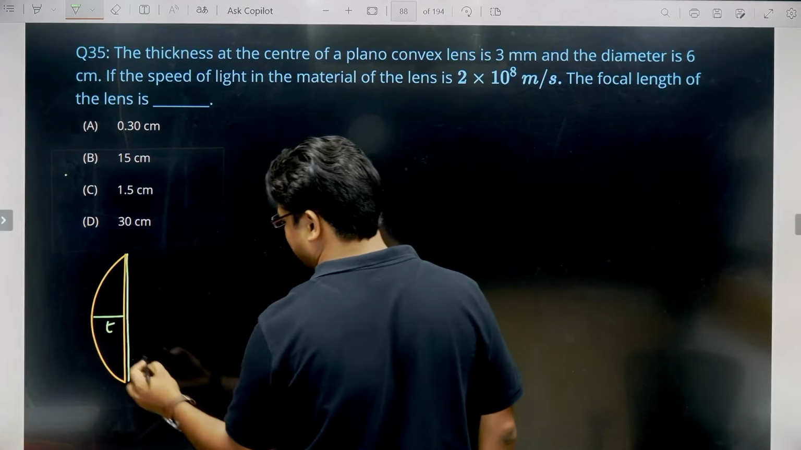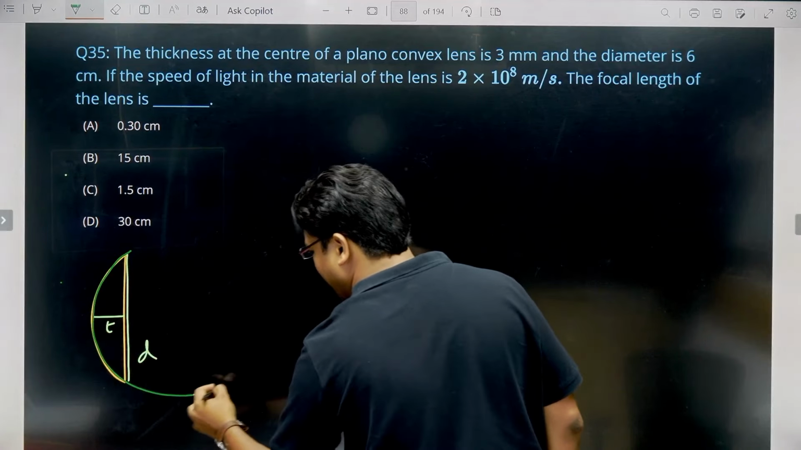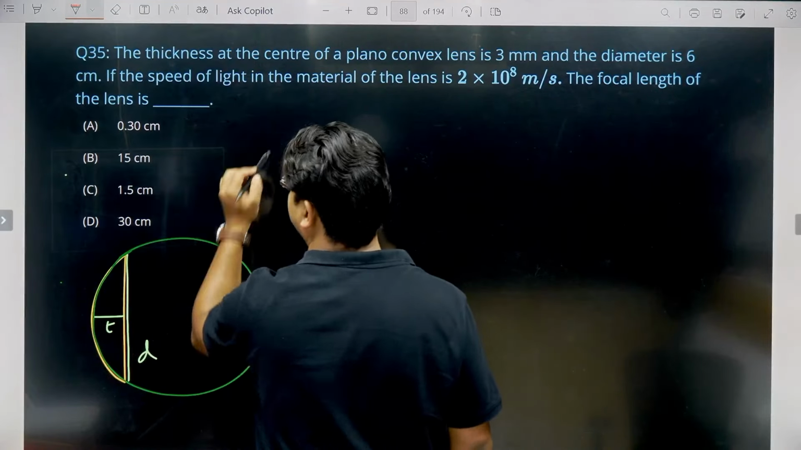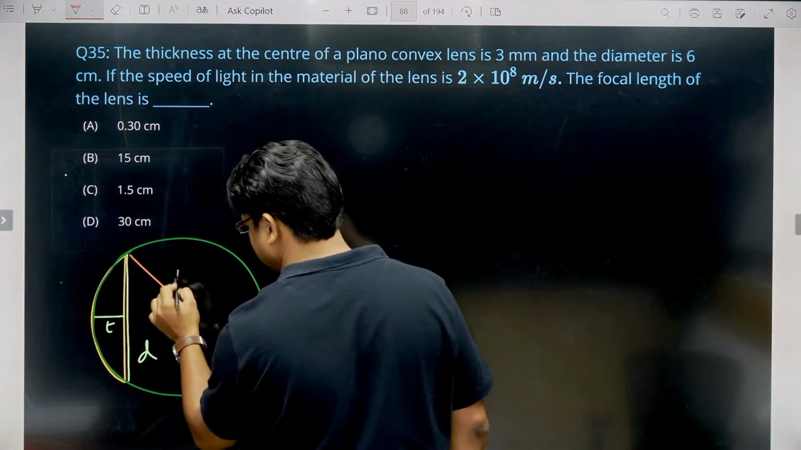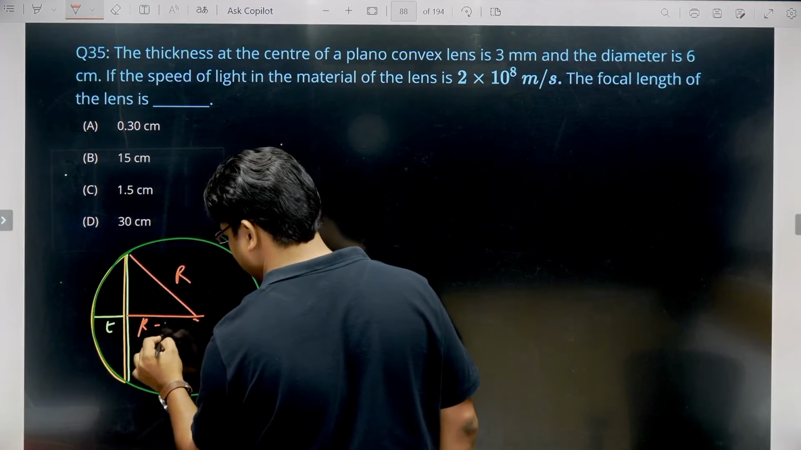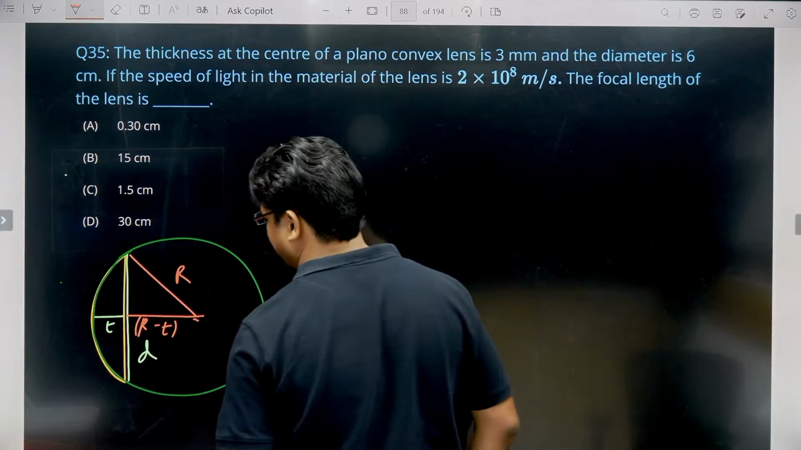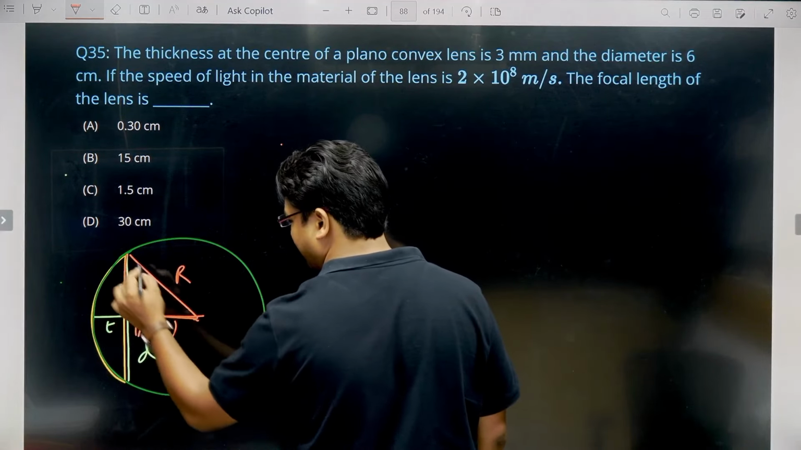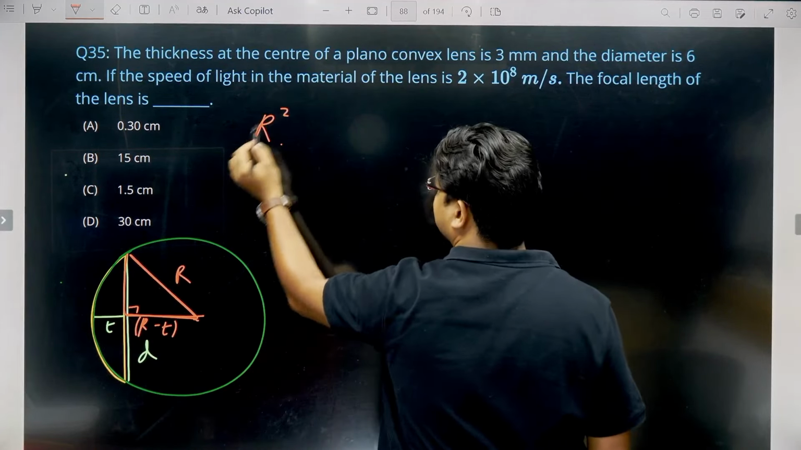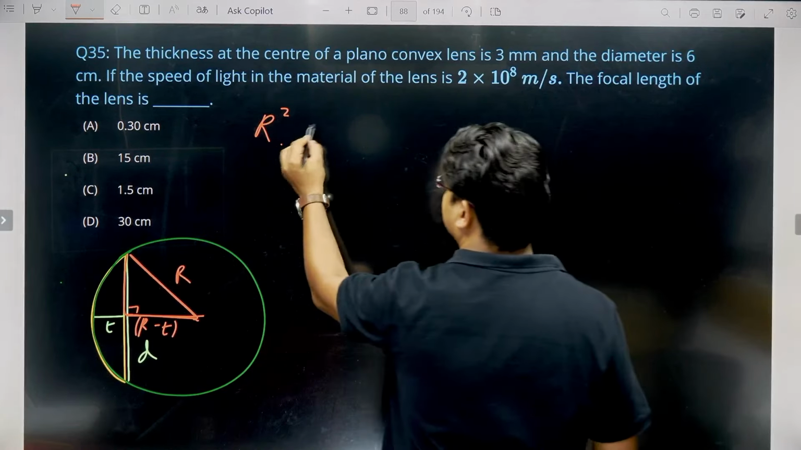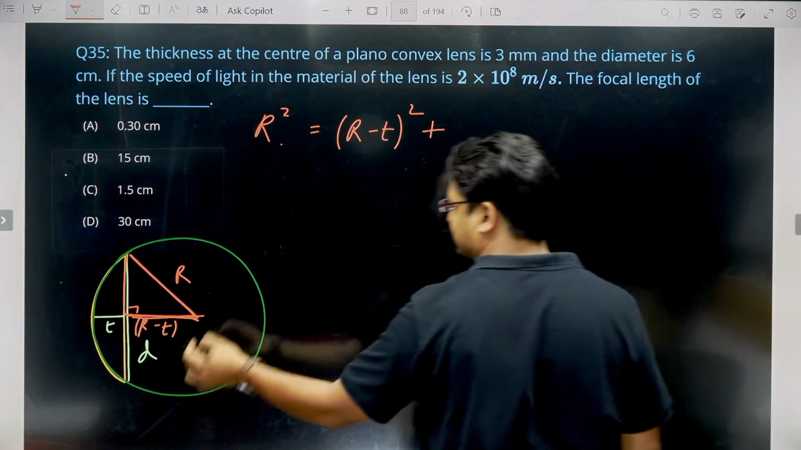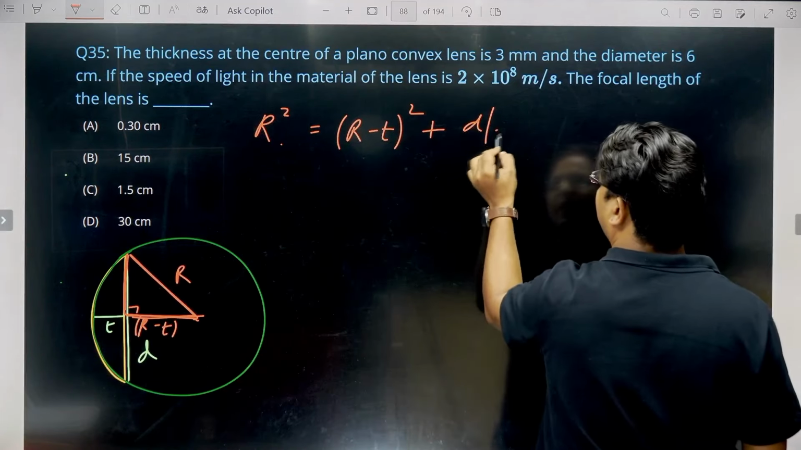Now keep in mind that this plano-convex lens would have been cut from a sphere, maybe, somewhat like this, and this sphere will definitely have some radius. So this is r, and this distance will become r minus t. So what is the relationship? See, this angle would be 90 degrees, so I'm going to use Pythagoras theorem here. So r square, that is the hypotenuse square, is equal to r minus t square plus d by 2 square.